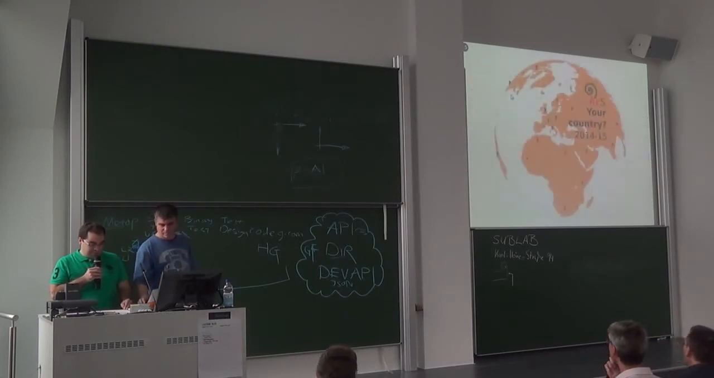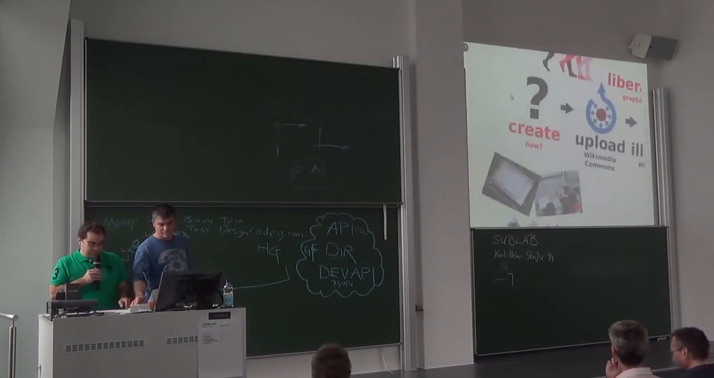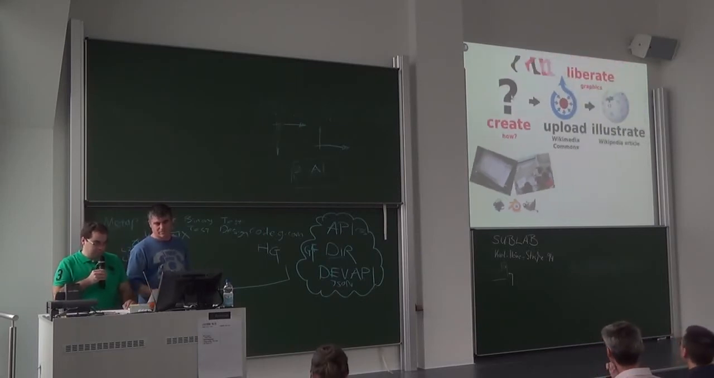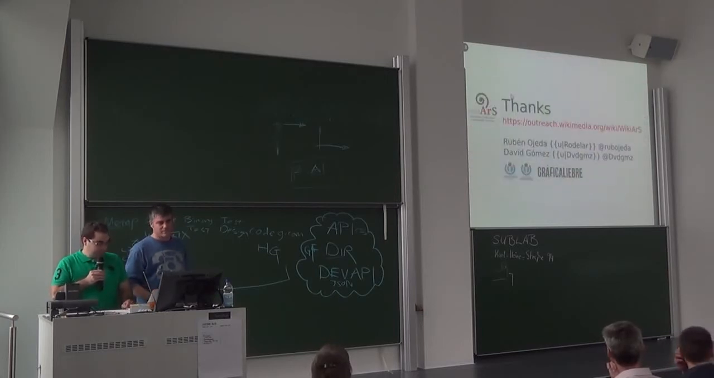A way to achieve this is through a series of workshops like the one held this morning, developed by Wikimedia Spain and Graphical Libre. In each workshop, we suggest two things. On one hand, the realization of images and graphics with free tools like Inkscape, GIMP, or Blender. And on the other hand, uploading these images to Commons for later use in Wikimedia projects. If you are interested, here you can see the URL of the project. So, thank you.